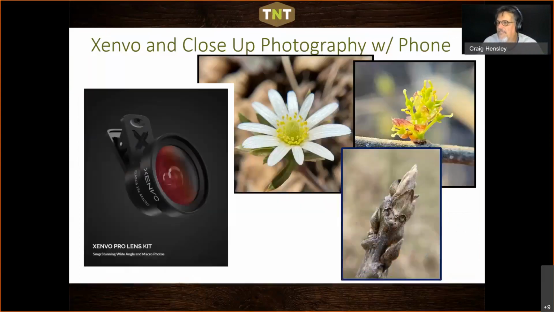So the first thing I want to mention is that when you're doing close-up photography, I've got my personal camera. I have a nice macro lens, so I do a lot of close-up photography. But recently, I was turned on to this thing called a Zenvo Pro Lens, and it's XENVO, as you can see there. It's got a 15 times macro lens that attaches to your phone.